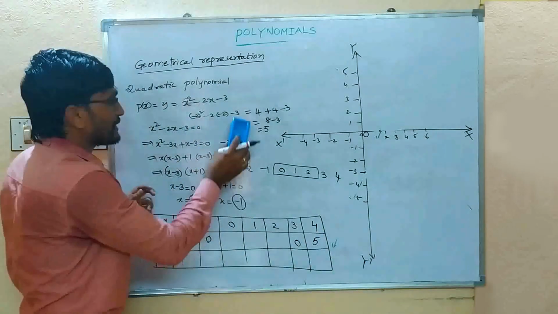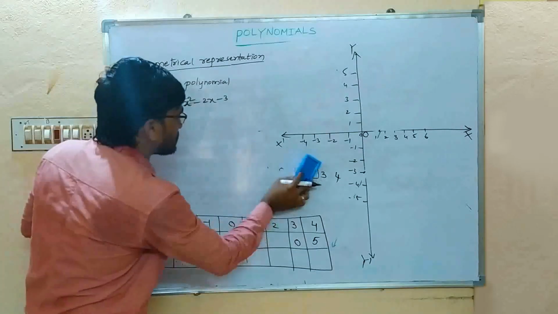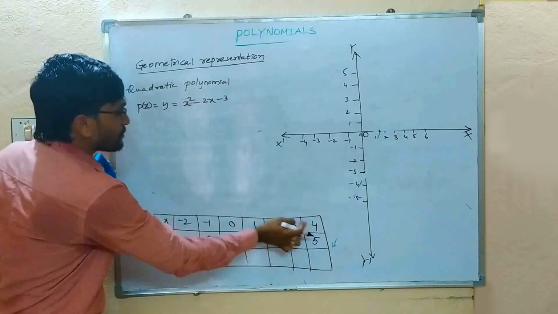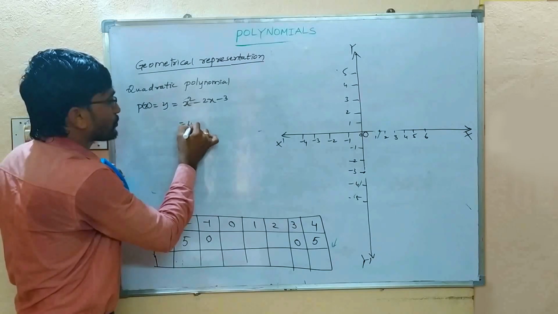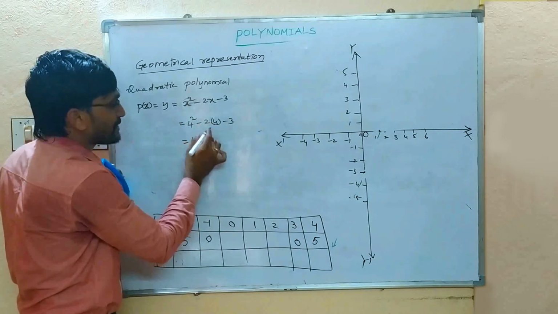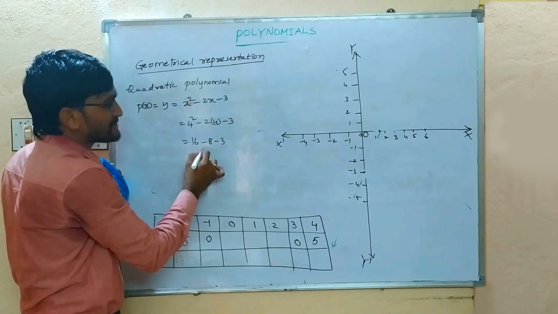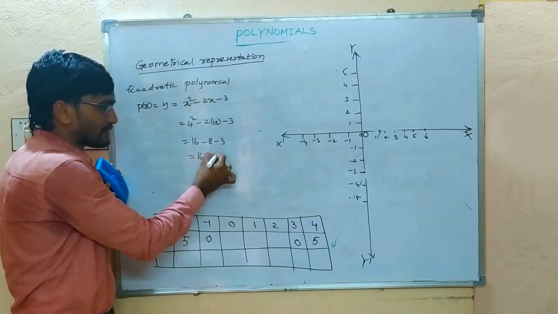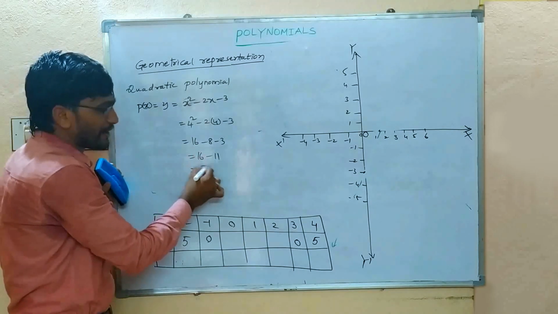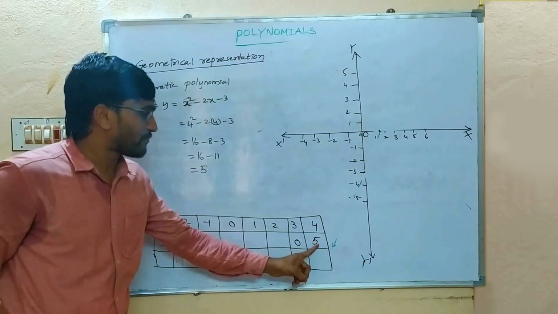You can simply write that the value of y at x equal to 4 is also 5. Let us see whether it is correct or not. Once we have to check. At x equal to 4, 4 square minus 2 into 4 minus 3. 4 square means 16, 2 into 4 is 8, minus 3. 16 minus 8 minus 3 is 16 minus 11, that is 5. So at x equal to 4 also the value of y is 5.